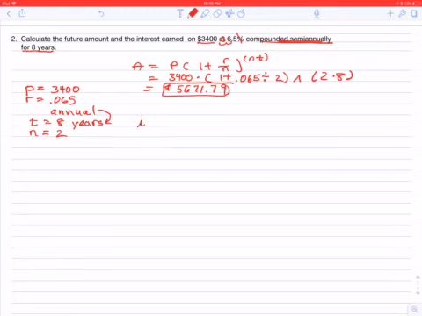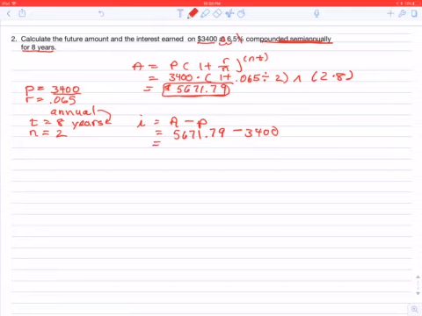So to find the interest that's earned, all I have to do is take what's now in the account and subtract the original principal. So what's now in the account is that $5,671.79 minus the original principal, the $3,400. So the interest that was earned is $2,271.79.